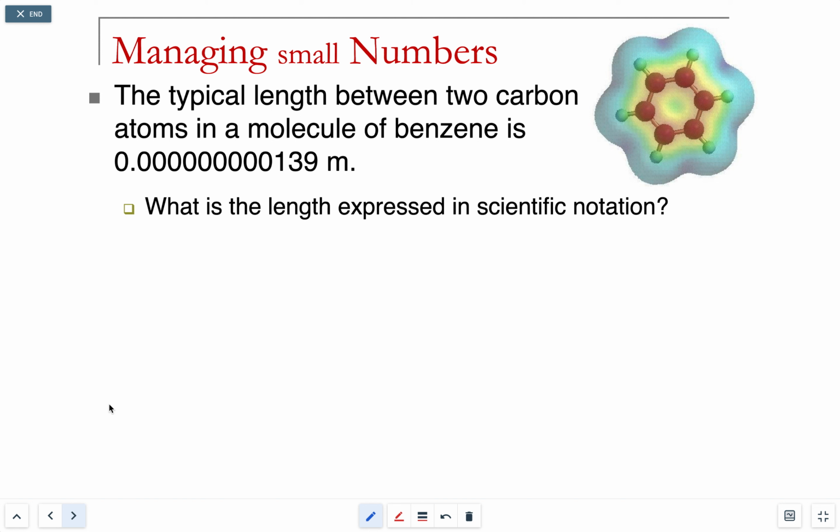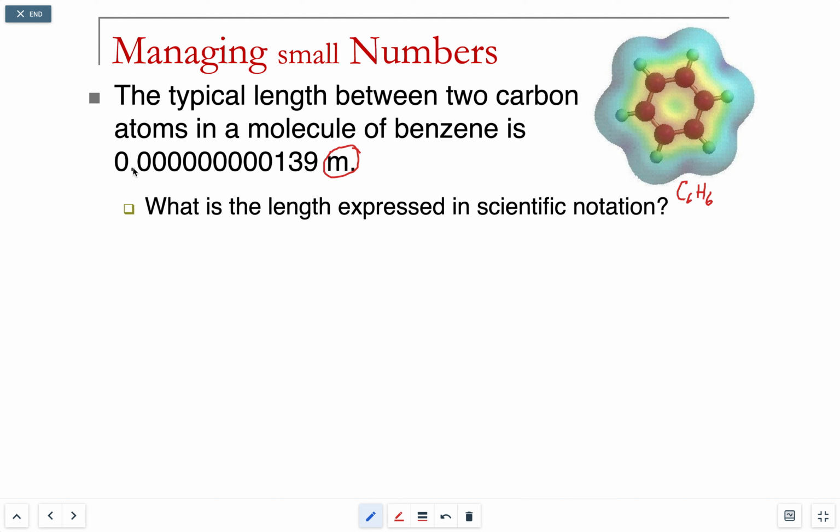We can also do this with small numbers. So this is a model representation for the molecule called benzene. It has the formula: 6 carbon atoms, 6 hydrogen atoms. The 6 carbon atoms form a hexagon and are bonded together, and there's 1 hydrogen bonded to each carbon atom. Now we want to express the length of a carbon-carbon bond, which right now is expressed in meters. Well, meters is not a good unit for talking about small lengths, so we want to express this in scientific notation and or change the unit.